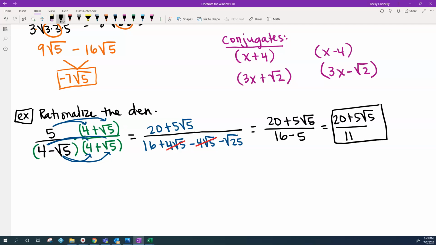Okay? And so this would be my answer. I can tell it's rationalized because there's no radicals left in the denominator, right? And the way that I do that is if I start off with a binomial, remember binomials have 2 terms in them, right? So I have to multiply by its conjugate, right? And that will get it so that I just have this whole number answer on the bottom. Okay. Questions there?